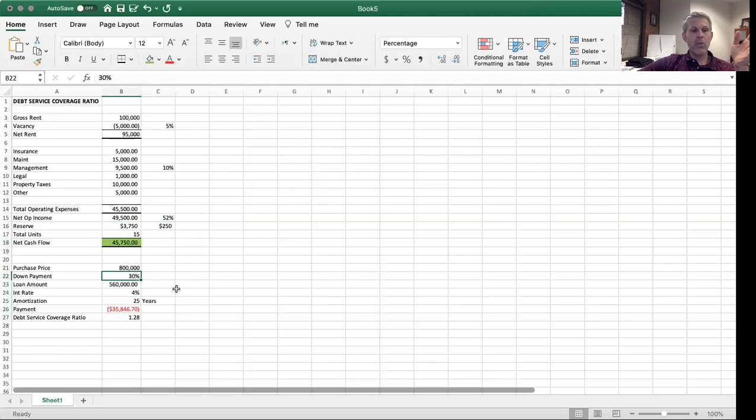So let's just say, for example, the purchase price is $800,000. You put 30% down, so your loan amount is $560,000. We're going to use about a 4% interest rate, 25-year amortization, and your payment every year would be $35,846.07.